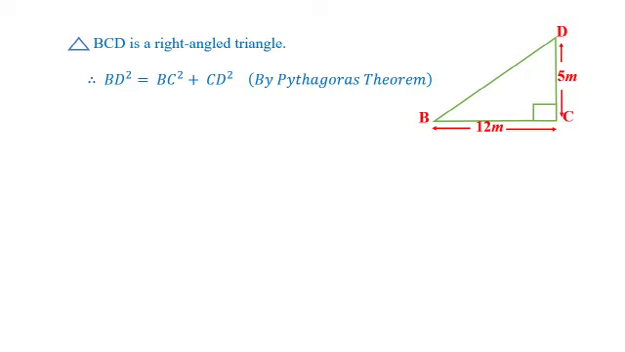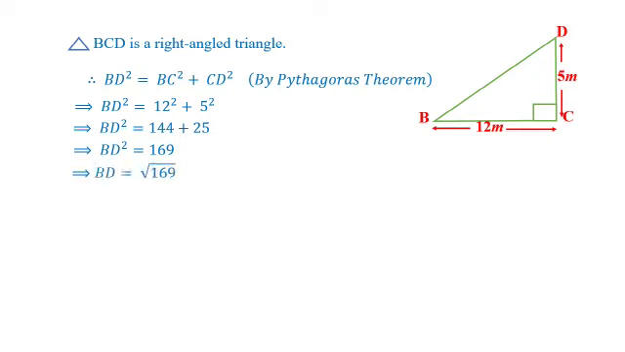Now let us substitute the corresponding values. BD square is equal to 12 square plus 5 square. 12 square is 144 and 5 square is 25, which implies that BD square is equal to 169. This implies that BD equals root over 169, and we know that 169 can be split up into 13 into 13. Therefore, BD is equal to 13 meters.